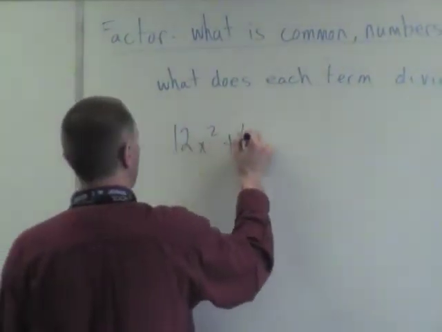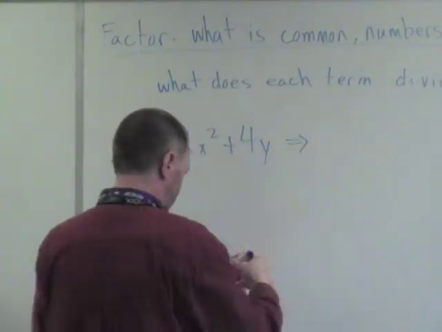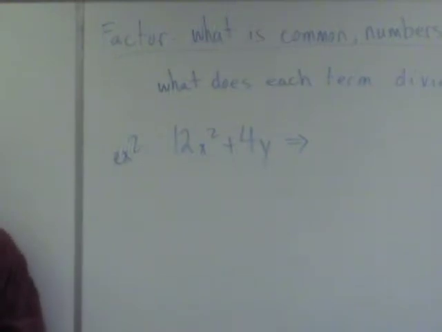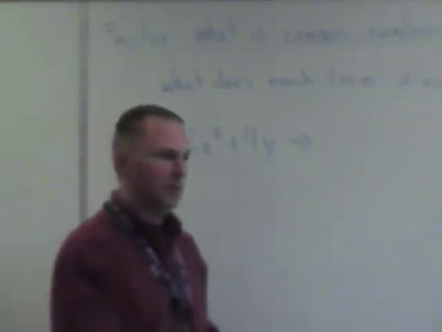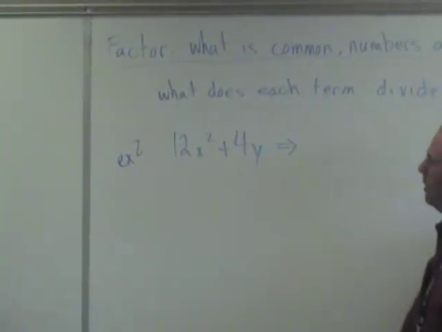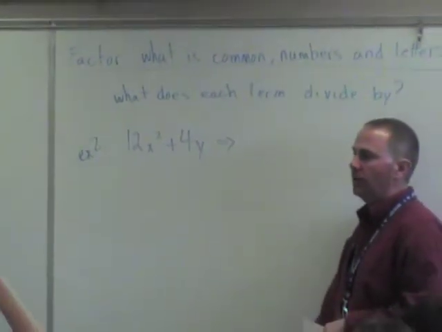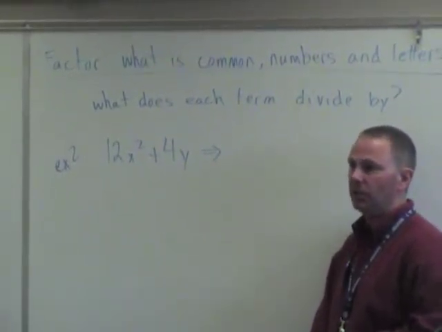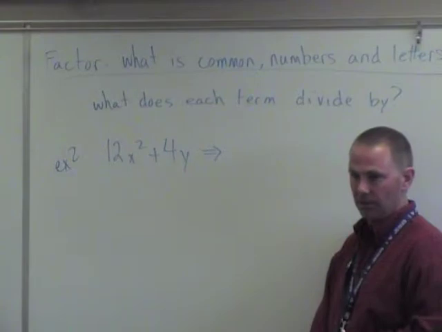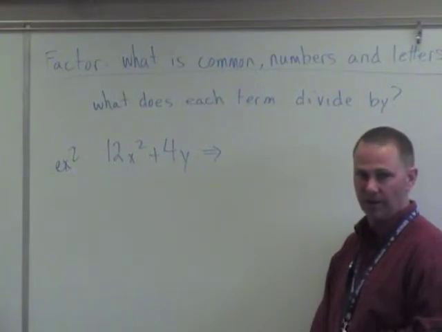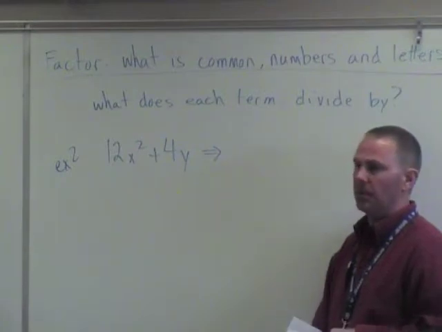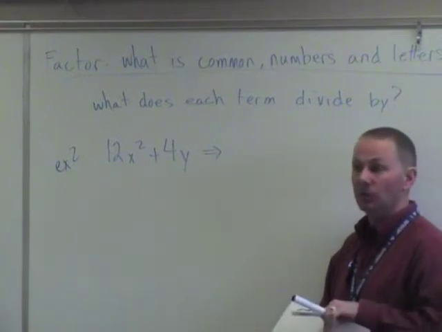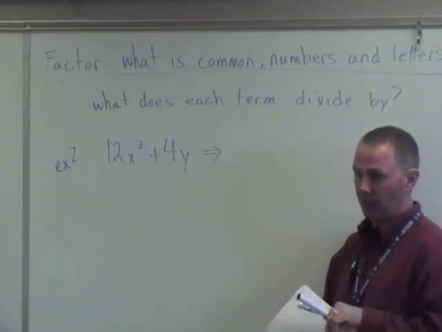12x squared plus 4y. Now, that's not an equal sign. We're taking this expression and we're going to find the greatest common factor. What number goes into both of these terms? What letter goes into both? One or the other? At the very least, get this through your head right now, you can always factor out a 1. You all understand that? That's important, because there are going to be times where you're like, that's not factorable. Well, yeah, it is. And you'll need to factor out a 1 on some things. So don't forget that.